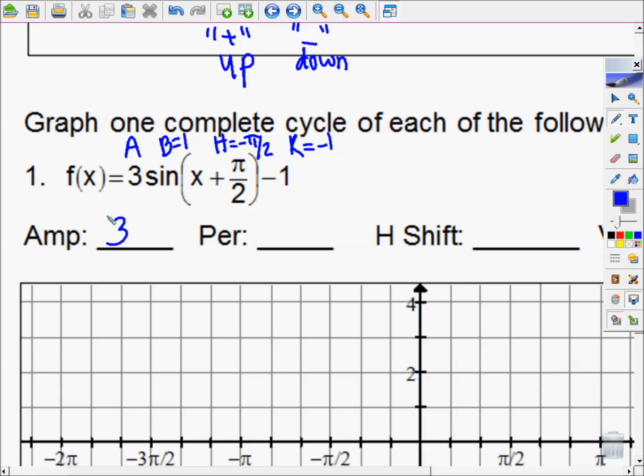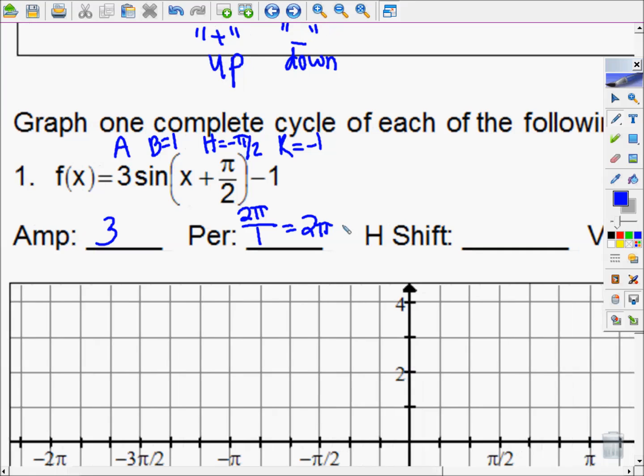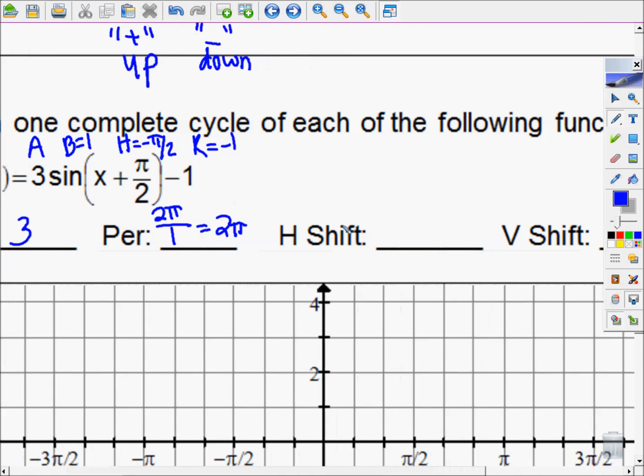Okay? My period, I determine my period by doing 2 pi divided by b. And what's my b value? So my period is, my horizontal shift tells me what direction, left or right, I'm going. Am I moving left or right in any direction? Yeah. Left. Exactly. I'm going to go left how much?